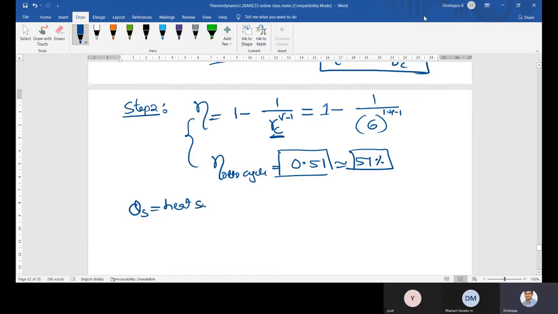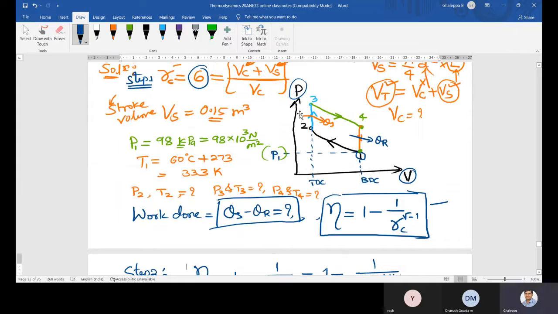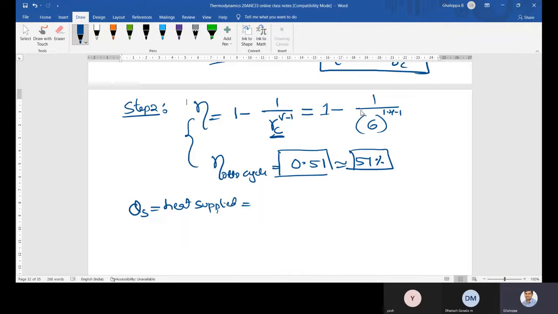Heat supplied is QS. And dear students, you need to understand this equation. Heat supplied is at constant volume, and heat rejected is also at constant volume. So what is the equation? The basic equation m Cp delta T. Delta T is the difference in temperature between the second and third process, T3 minus T2. Mass we always assume as 1 kg because he has not given anything in the numerical.